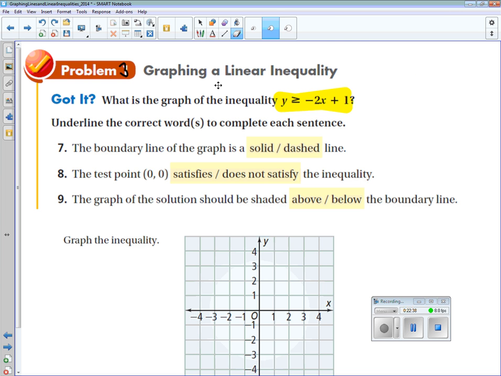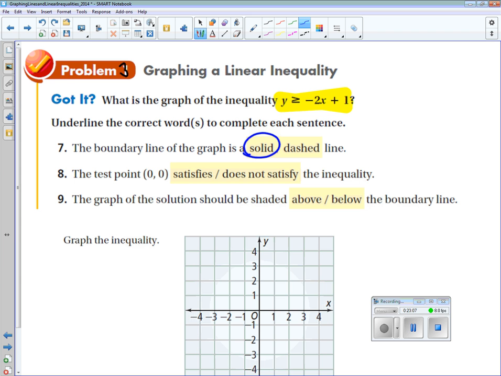All right, so here we are. y is greater than negative 2x plus 1. Is it in slope-intercept form? So I don't have that to do at least. Okay, it's already in slope-intercept form. So, is it a solid or a dashed line? Solid. Okay? We're going to talk about a test point in a minute. It's something extra you can do to make sure you've shaded it correctly. Let's go ahead and graph it, and then I'll show you what I mean by this test point.